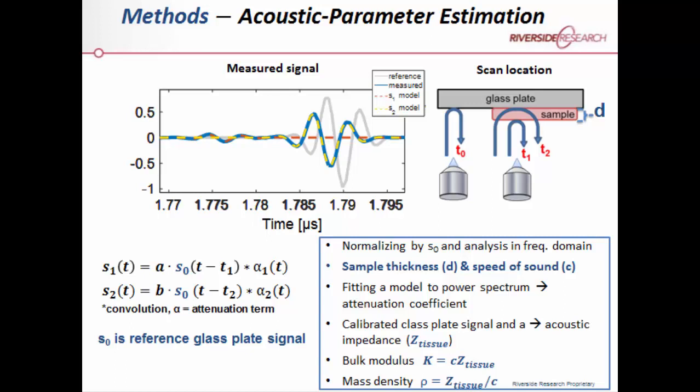can get the sample thickness and then the speed of sound, and then from there we can get the acoustic impedance, the attenuation, and the bulk modulus, or even the mass density as derived parameters.